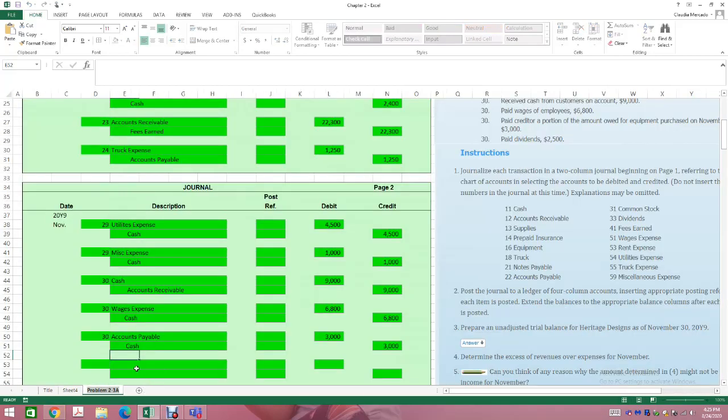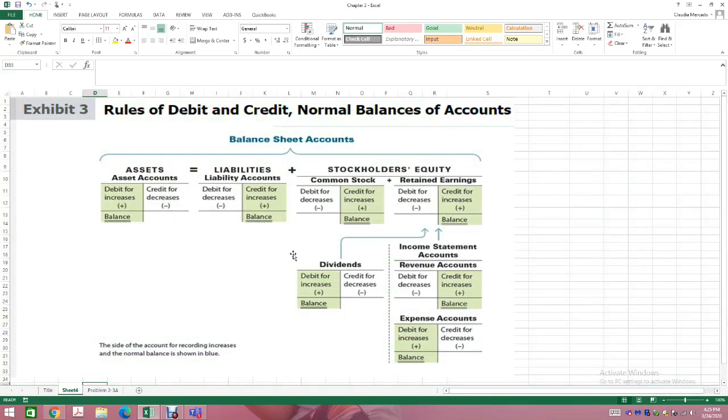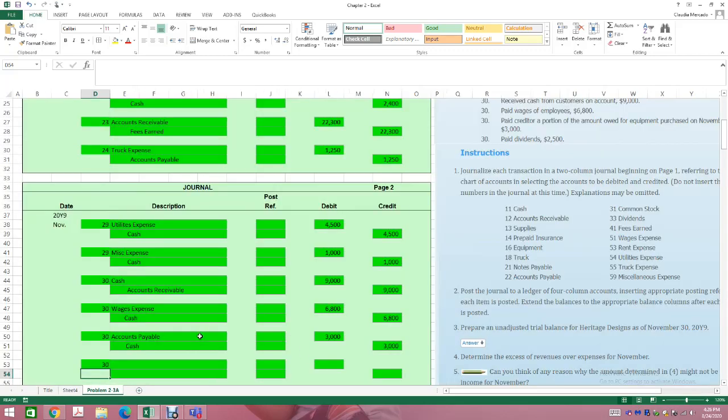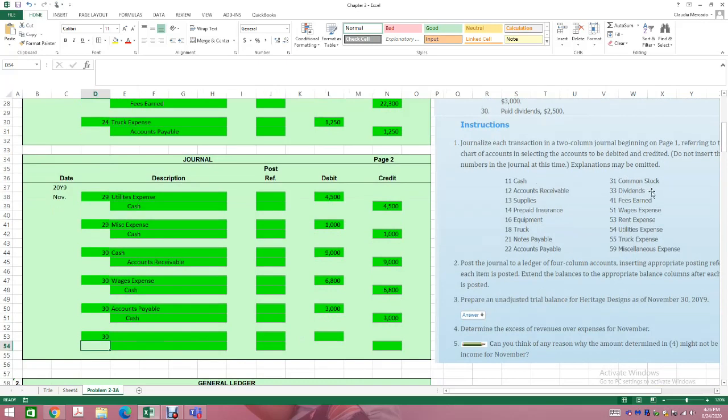The last transaction we have on the 30th is you paid dividends of $2,500. So let's go look at dividends. Every time you pay out dividends, you will debit the dividends account. Dividends account has a normal balance of a debit. So usually the only thing that happens is dividend distribution, dividend payments, we debit the account. So let's look here. Do we have an account for dividends? Yes, we do. We have account number 33 for dividends. So dividends gets debited. And the amount that we paid on dividends was $2,500.